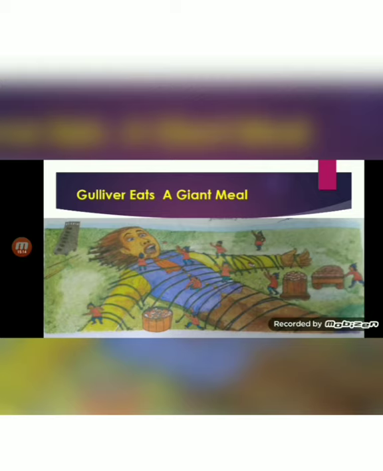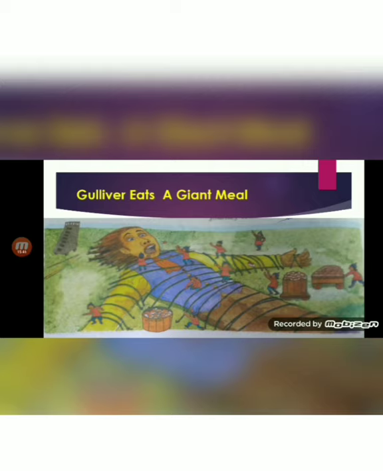So, children, here in this paragraph, we see a word called to and fro. What does this to and fro mean? To and fro means first in one direction and then in the opposite direction. It's repeated a number of times. So, going from one direction to the other direction many times is called to and fro.